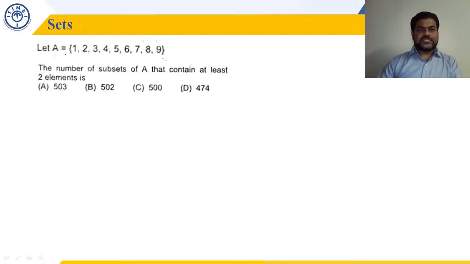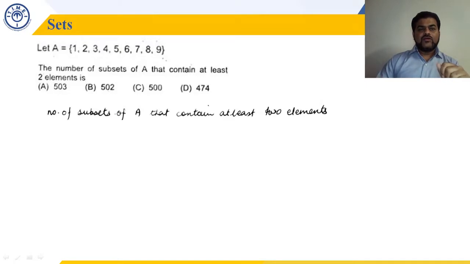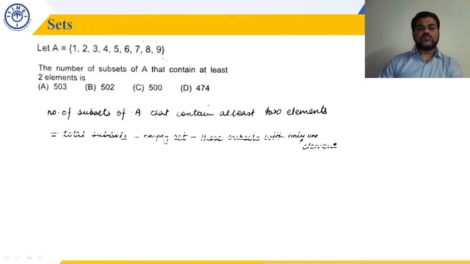So it is the same set A. It has the same 9 elements, 1 to 9. But the question is now asking for the number of subsets of A that contain at least 2 elements. Now we have to consider those subsets which contain at least 2 elements. So can I say the number of subsets of A that contain at least 2 elements will be equal to all possible subsets, which means the total number of subsets.